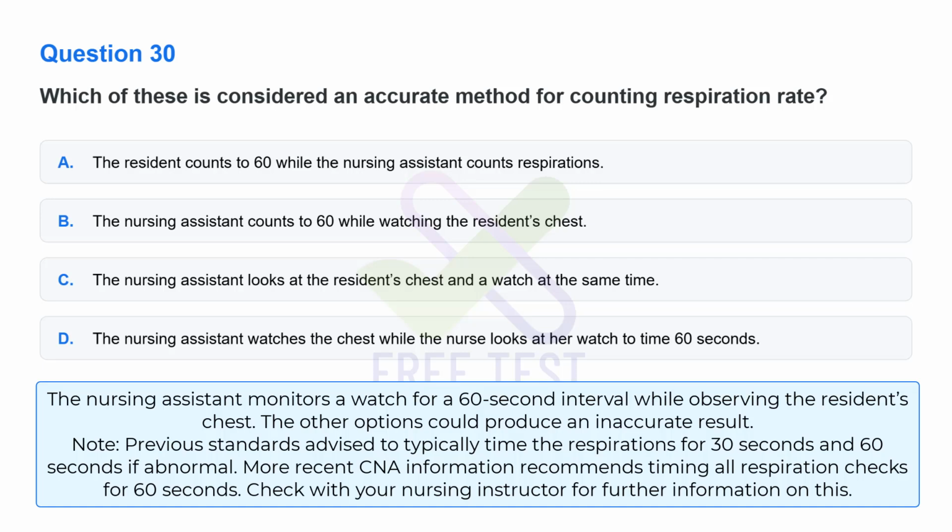The correct answer is C. The nursing assistant looks at the resident's chest and a watch at the same time. The nursing assistant monitors a watch for a 60-second interval while observing the resident's chest. The other options could produce an inaccurate result. Note: previous standards advise to typically time the respirations for 30 seconds, and 60 seconds if abnormal. More recent CNA information recommends timing all respiration checks for 60 seconds. Check with your nursing instructor for further information on this.